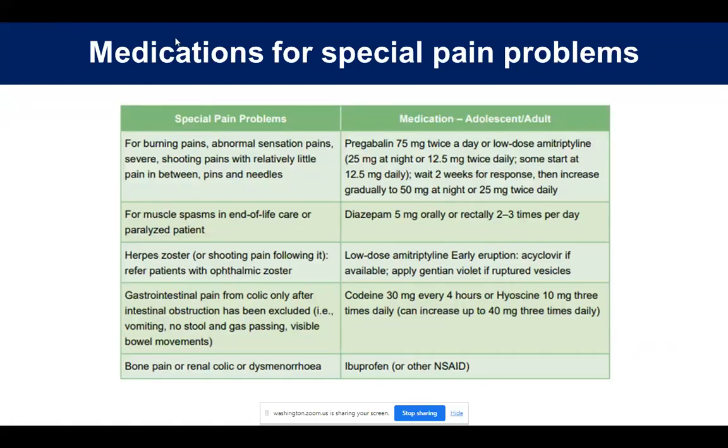For the GI pain from colic or intestinal obstruction, if the intestinal obstruction has been excluded, he or she is feeling vomiting, no stool, gas is not passing, visible bowel movements are there, so codeine could be given. For the bone pain or the renal colic, dysmenorrhea, ibuprofen or NSAIDs can be given.